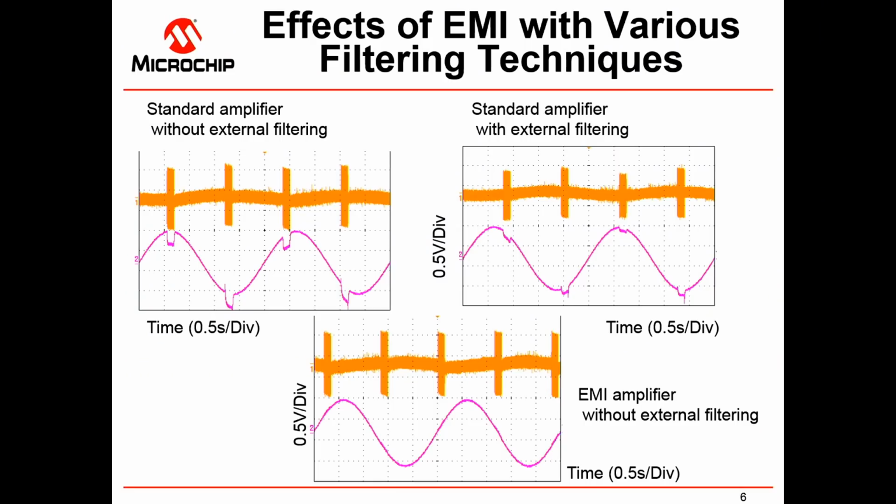Can we stay on that slide real quick? I wanted to mention the last example that we have here. It's labeled EMI amplifier. That means we have an amplifier that has an internal EMI filter built in, and so there's no external filtering going on right now. We see very clearly that the output remains undisturbed, so the RF is clearly filtered out and does not cause any trouble in this case.